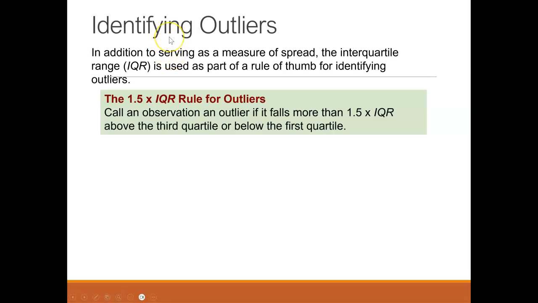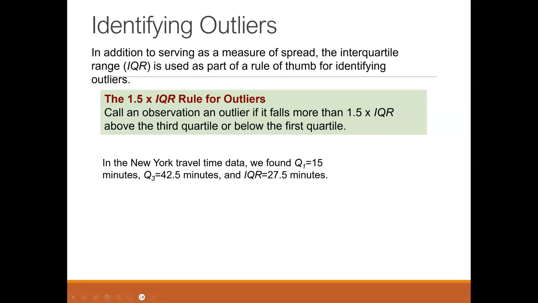Okay, so we can use the IQR to identify outliers. The rule is if an observation falls 1.5 times the IQR below Q1 or above Q3, we can classify it as an outlier. So in our previous problem, our Q1 was 15, our Q3 was 42.5, and our IQR was 27.5.